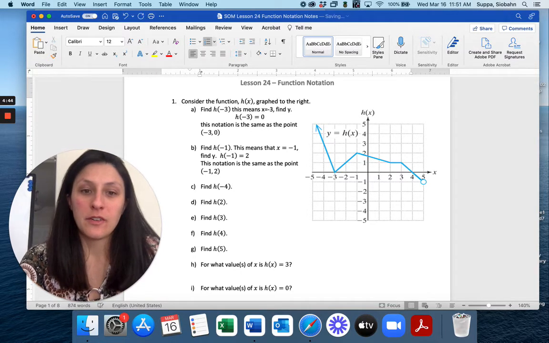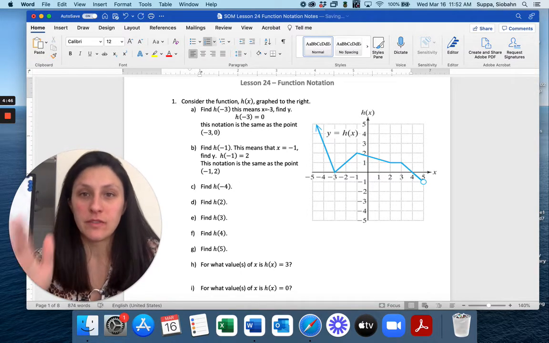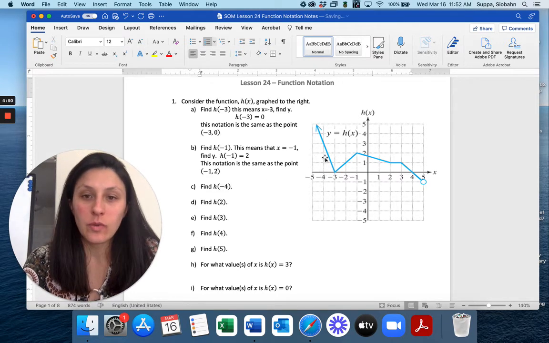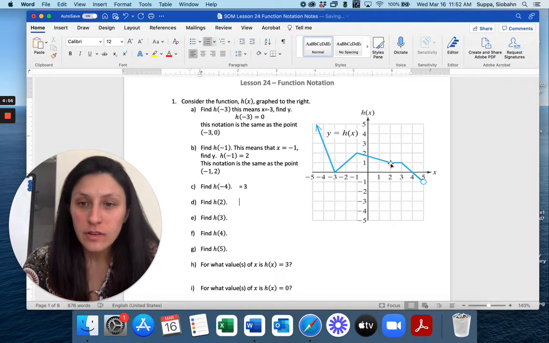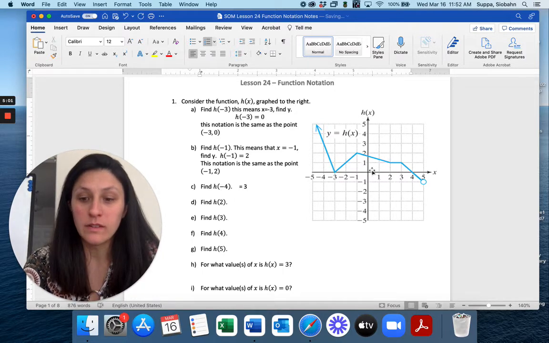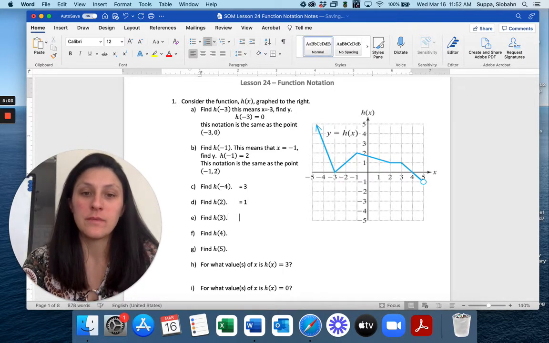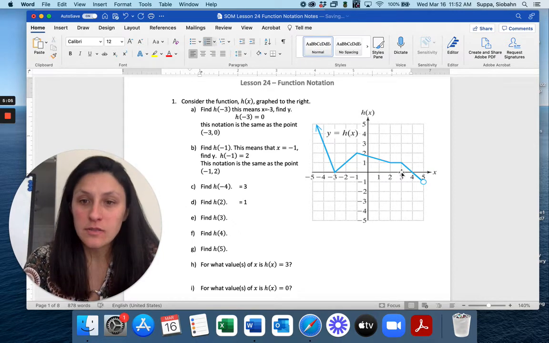Okay, I'm going to go through these quickly now that you've paused your video and had time to think about this on your own. So h of -4 would be right here. The answer should be 3. h of 2 is over here. Here's where x is 2, and the y value of that point right there is 1. So the answer there is 1. h of 3 is right here. Here's where x is 3, and the y value of that point is also 1 again.